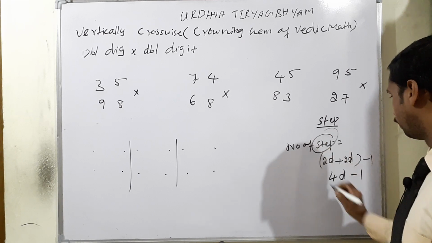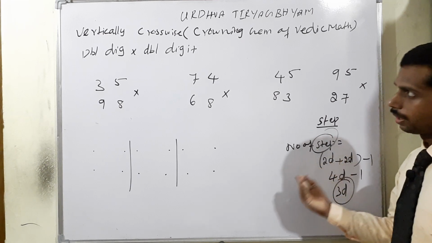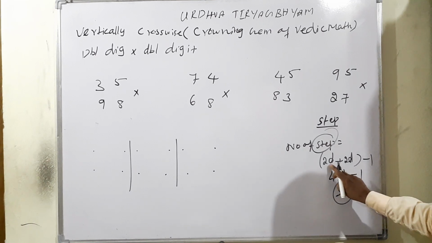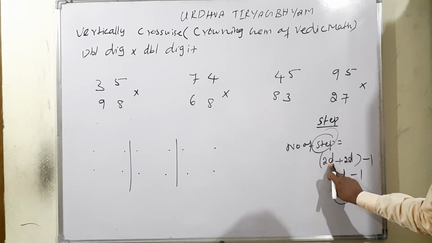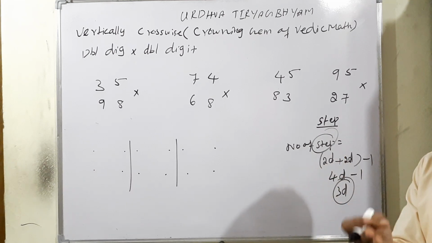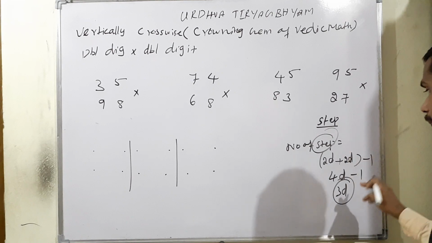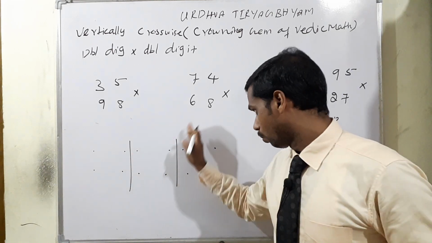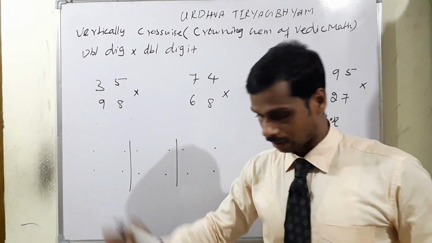So how many steps will come? 3 steps will come. As well as the next term, triple digit into double digit, means instead of 2 digits we say 3 digits. Therefore 3 digits plus 2 digits is 5 digits, then 5 minus 1 means 4 steps will come. That's why we take the first step, second step, third step.